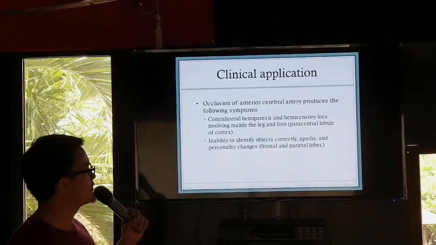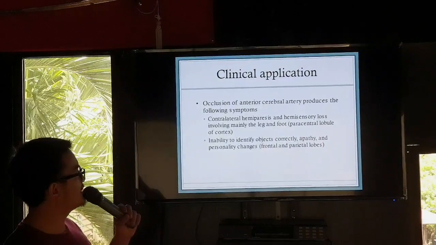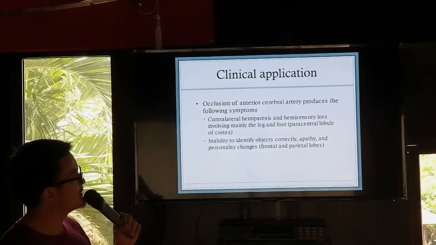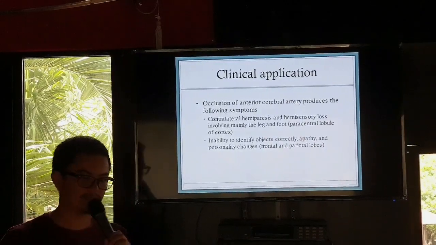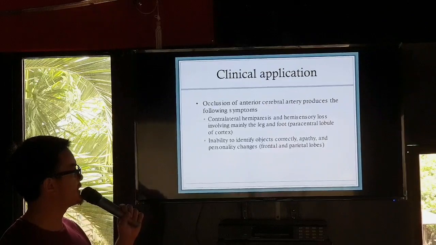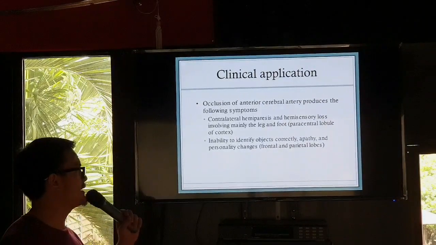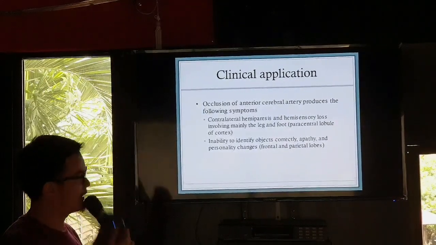So remember, the leg area is in the territory of the anterior cerebral artery blood supply. So it's in the territory of the anterior cerebral artery. Inability to identify objects correctly, apathy, and personality changes. Of course, if it involves the frontal lobe and the parietal lobe.